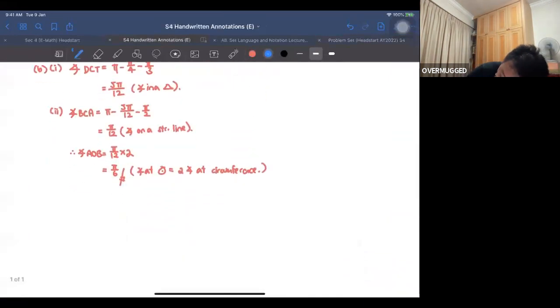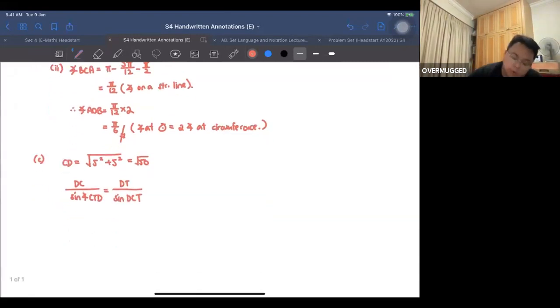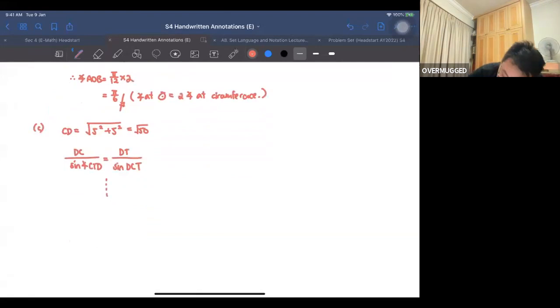So for part C, let me do it quickly. The first thing to find is what is CD. So CD is just 5 squared plus 5 squared, which is the root of 50. Next, we're going to use sine rule. So by sine rule, BC over the sine of angle CTD equals DT over sine of DCT. You perform the substitutions on your own. You will get the final answer for DT as 7.89 cm. Because you know all the angles and you know all the lengths, I leave the substitution to you because I'm running out of time.